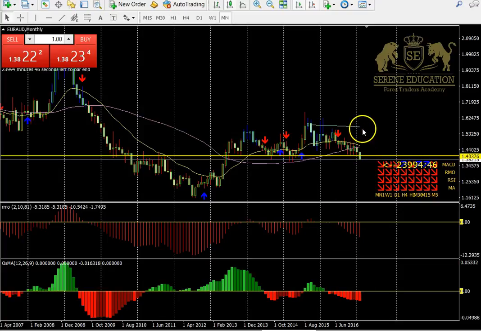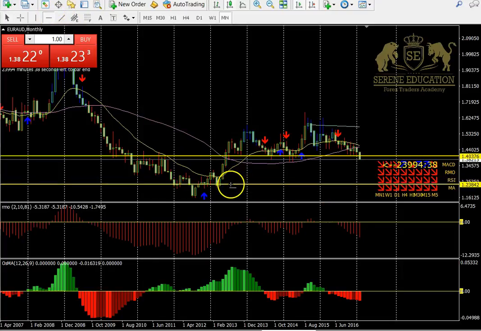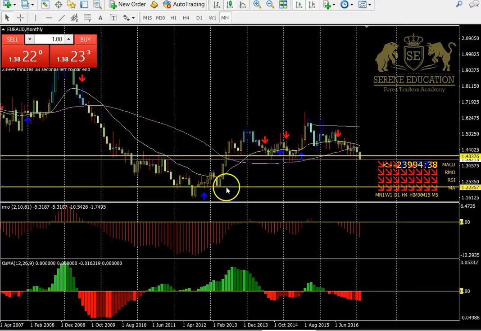Price is also trading below the 3 moving averages and very much lower than the previous month's close. We have a look on this time frame. Should price continue to fall further, we do have a support level below which would act as a major target.